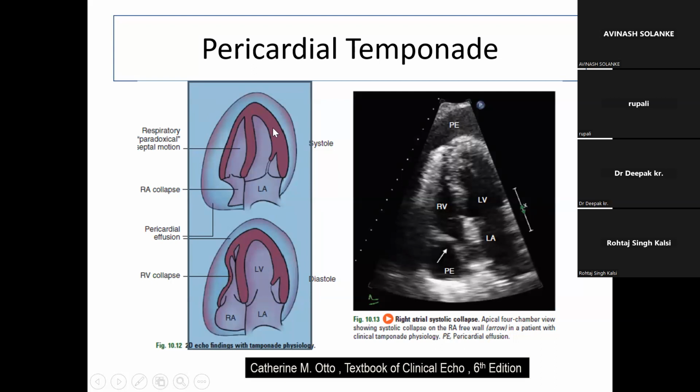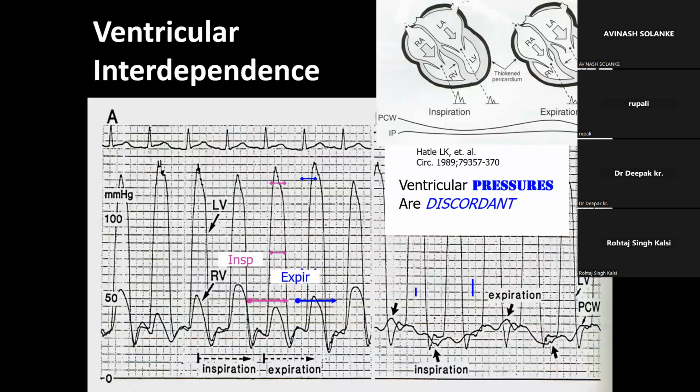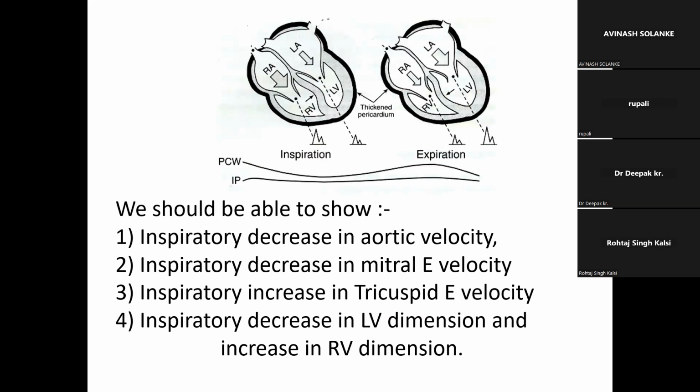This is a classical picture which is shown over here. When we inspire, the volume of the RV will go up. And since the heart is enclosed in a large pericardial effusion, it cannot expand. So this septum will bulge towards the opposite side. And when we expire, this septum will go to the other side, giving rise to a ventricular interdependence phenomenon. So in a nutshell, what we should see is that with inspiration, there's a decrease in the velocity on the left-hand side. With inspiration, there's an increase in the velocity on the right-hand side. And this respiratory variation should be more than 25% to talk about the pericardial effusion.